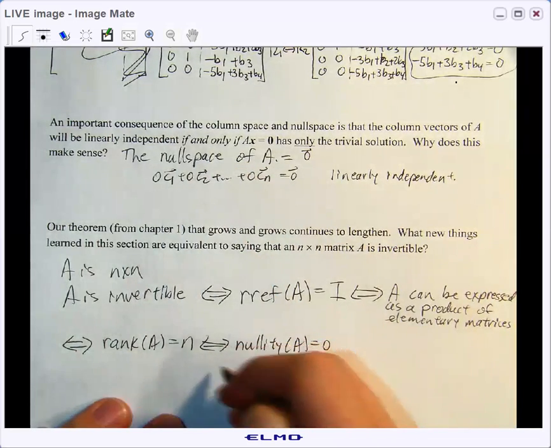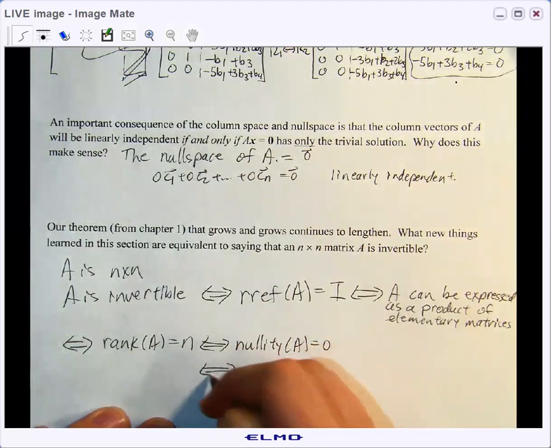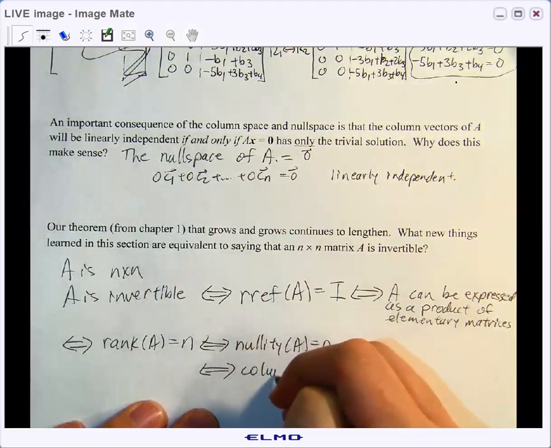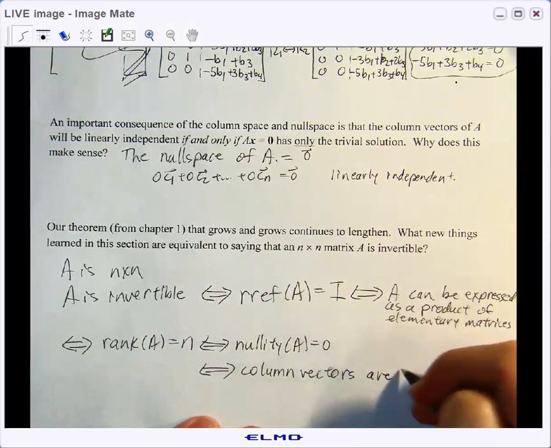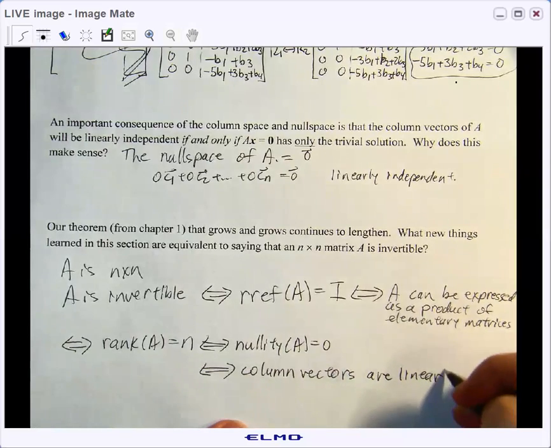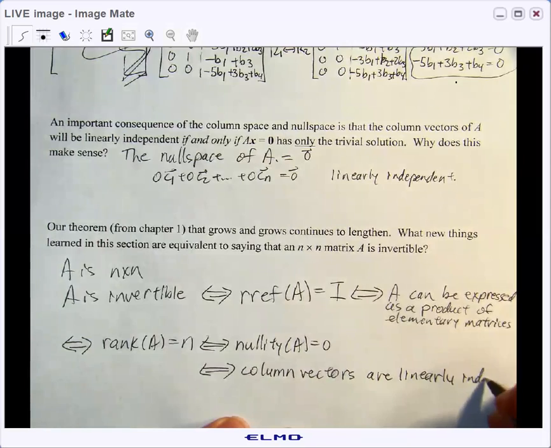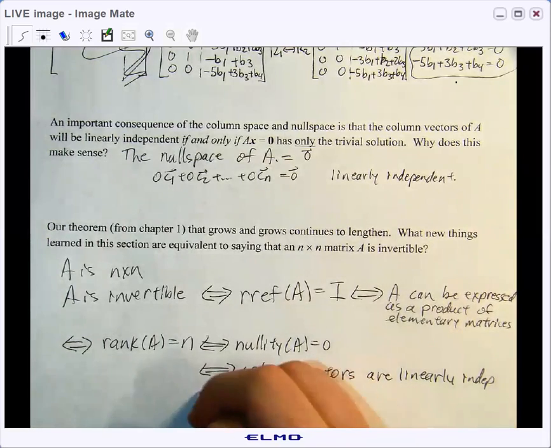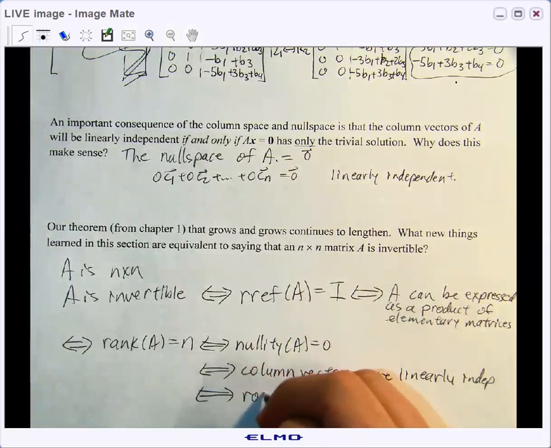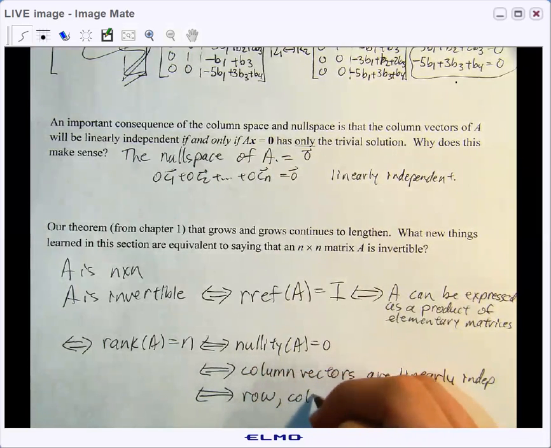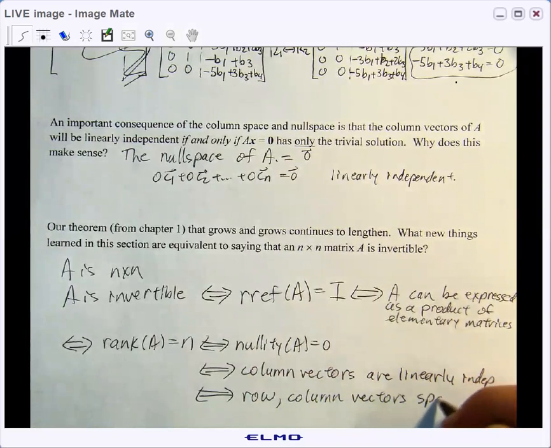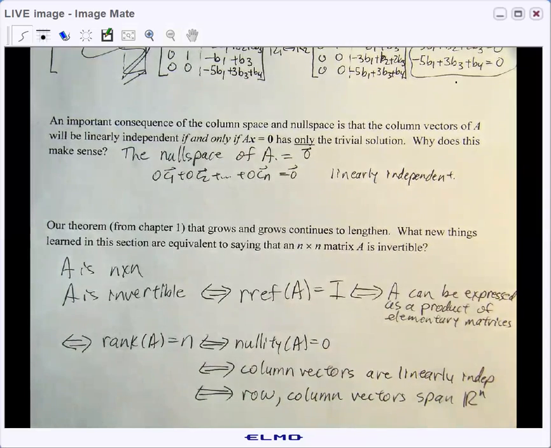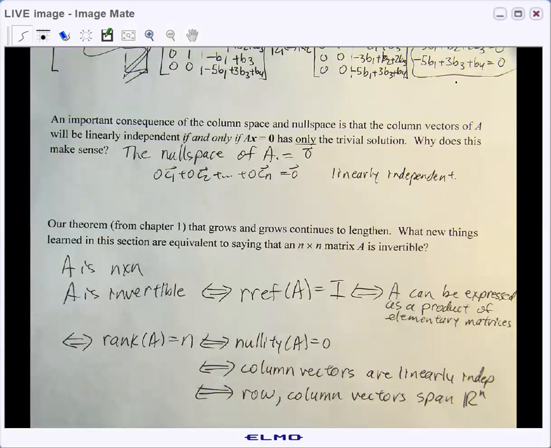And if our column vectors are linearly independent, that means on a square matrix that the row vectors are linearly independent. And if we have n linearly independent row or column vectors, then those row and column vectors will span all of Rn. So really cool how this is all finally coming together here at the end of chapter 5.